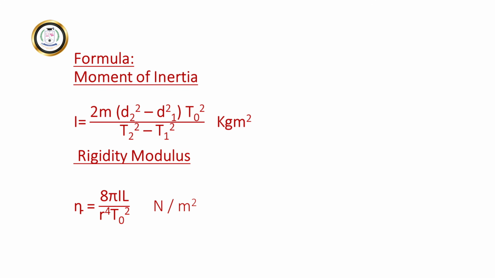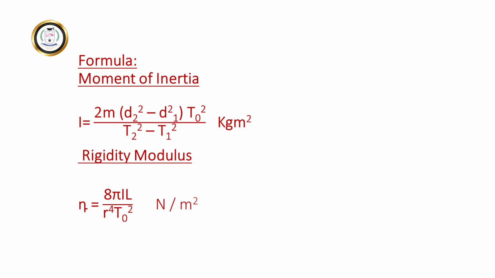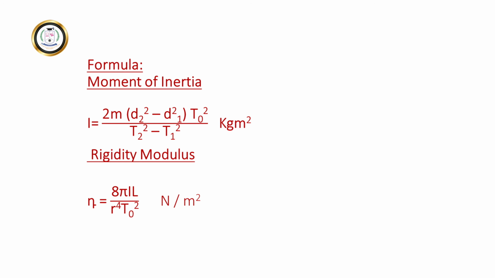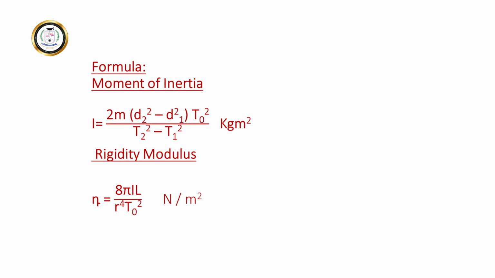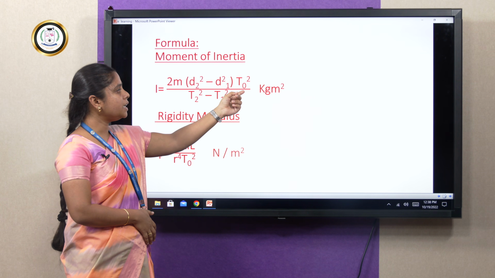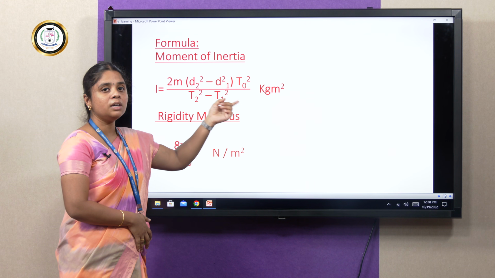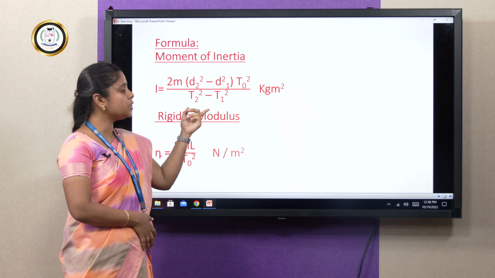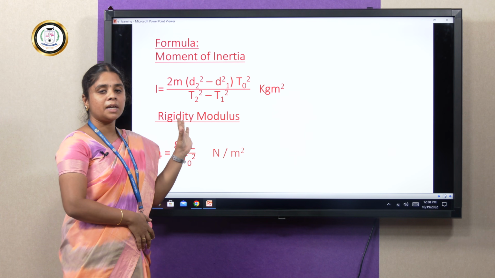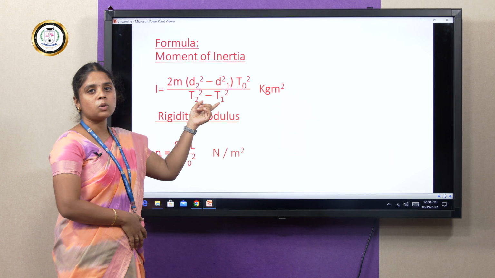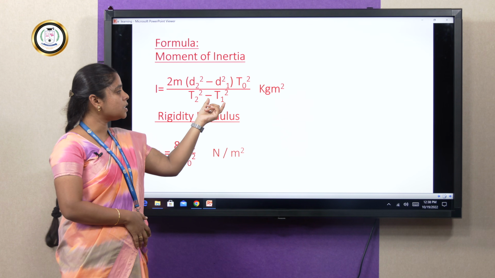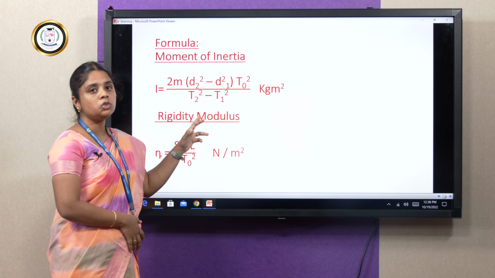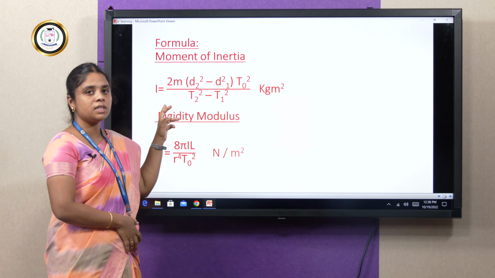Here d2 is the farthest distance where the masses are placed. Let us assume it is 5 centimeter. And d1 is the closest distance at which the masses are placed. Let us consider 2.5 centimeter. And t0 square is the time period taken for the first oscillation without any masses, t2 square is the time period of oscillation taken when the masses are placed at the farthest distance, and t1 square is the time period of oscillations taken when the masses are placed at the closest distance. By substituting all these values, we will obtain the moment of inertia of the circular disc.